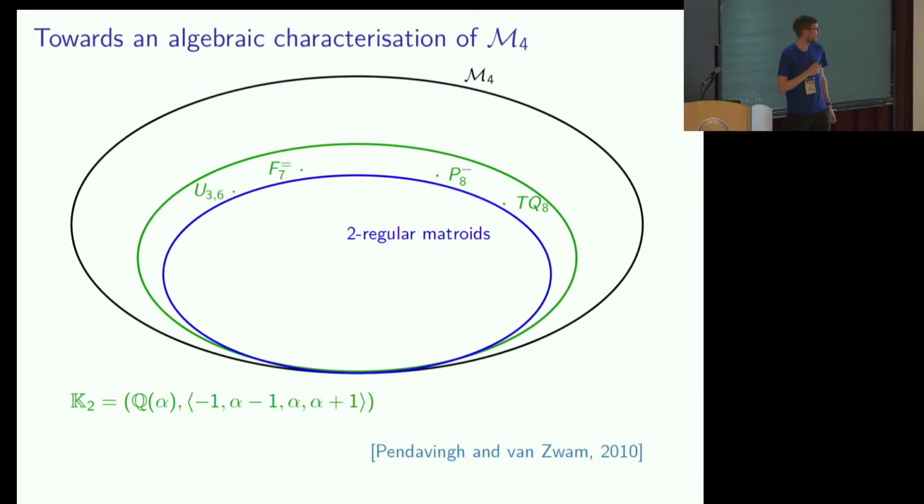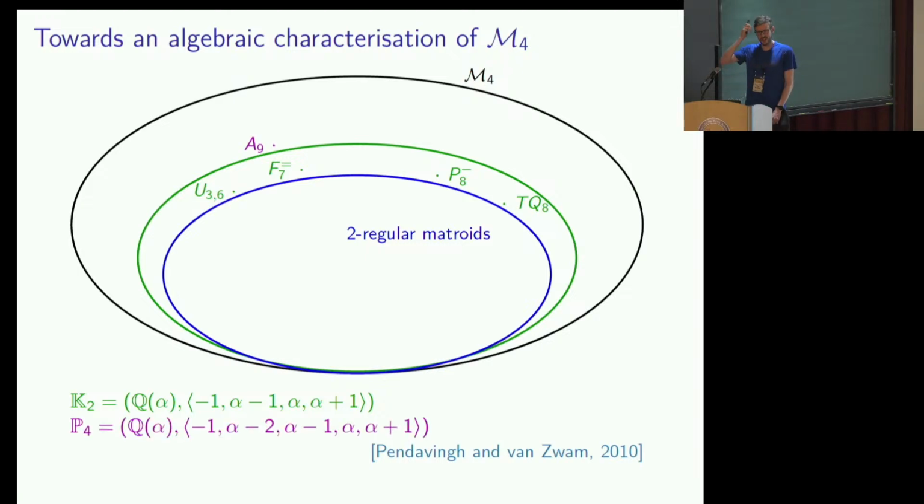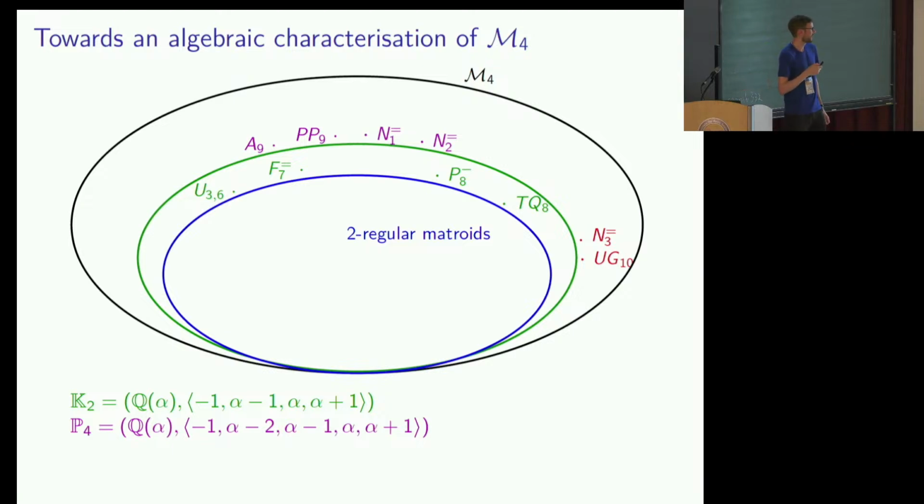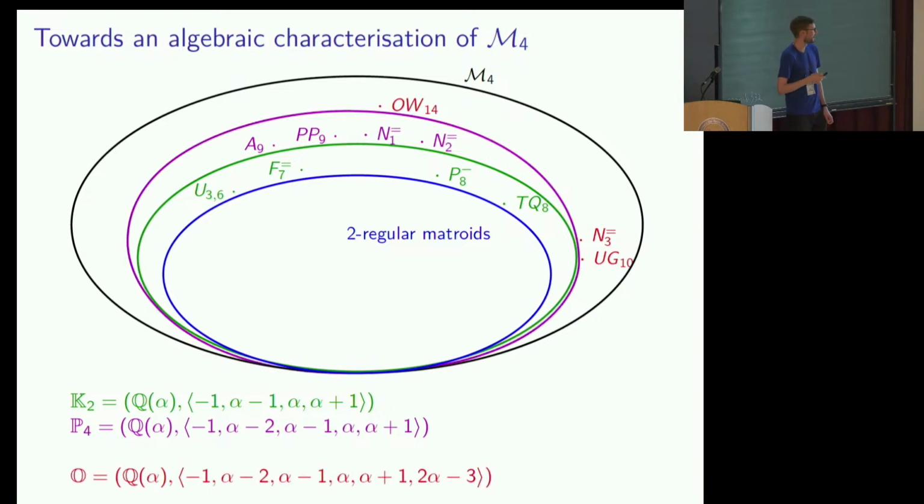So anyway, putting that into pictorial form, our green ellipse here is K2 representable matroids. A9 was this matroid that Rudy and Stefan found that was not K2 representable, but in M4. There's a bunch of other ones, including a couple of matroids that are not even P4 representable, but all of the matroids that we know of, so this is of up to size 14, that are in our class M4 are all representable over this partial field here that I'm calling O.